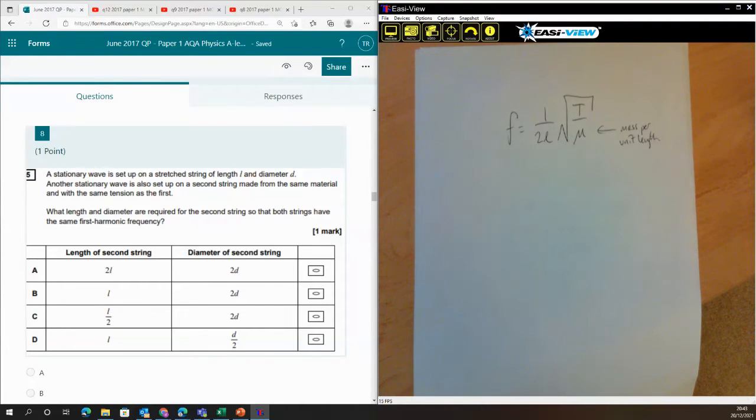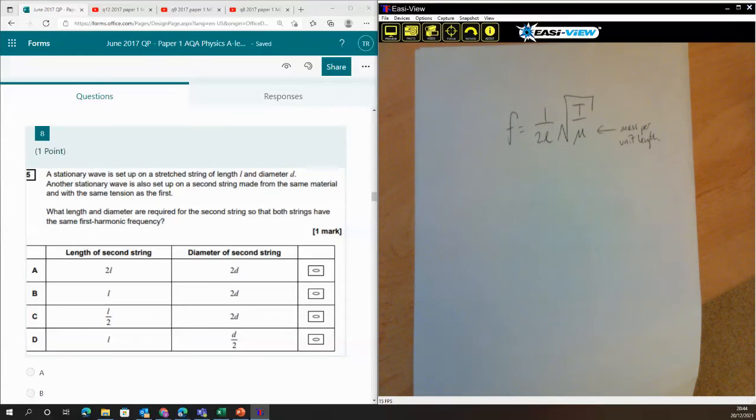And the only way that can happen is if the diameters are the same. So if you've got the same length and the same diameter, well, it's the same string, so that's not really helpful. So it can't be either B or D, because if it's the same length, then neither of those is giving us the same mass per unit length.